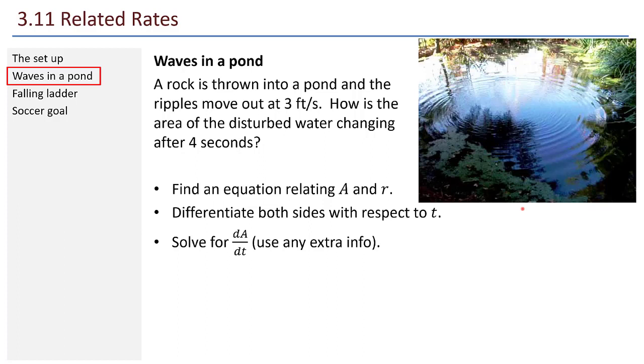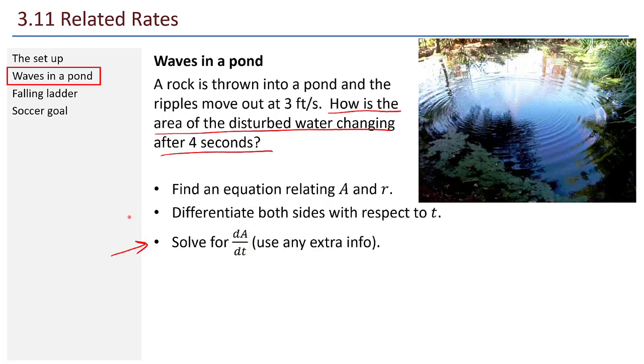Waves in a pond. A rock is thrown into a pond, and the ripples move out at, say, 3 feet per second. How is the area of the disturbed water changing after 4 seconds? So here's the strategy we will follow. Find an equation relating area and radius, differentiate both sides with respect to t, and then solve for dA/dt. Now, dA/dt, let's remember, that is the rate at which the area is changing. And that is what I really wanted to find out from the problem. How is the area changing after 4 seconds?